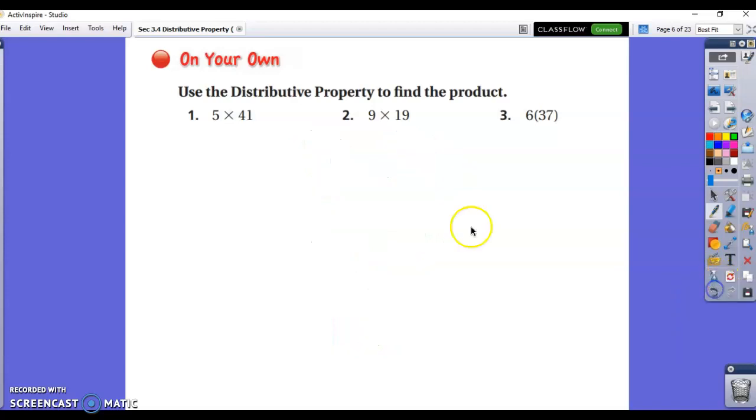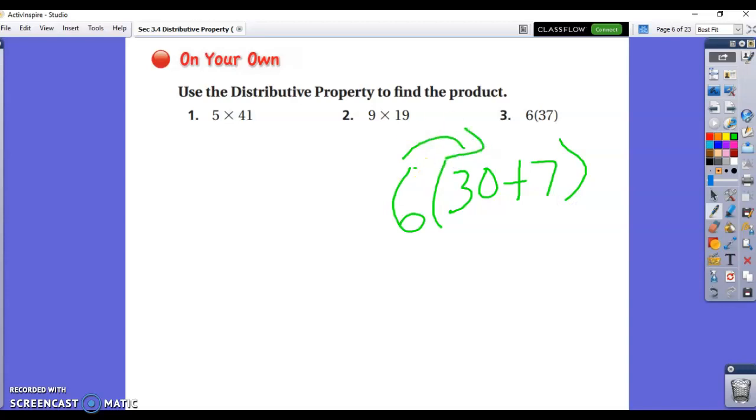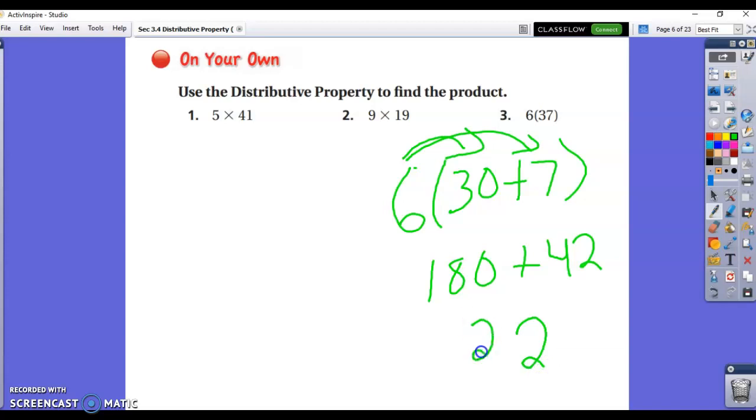For number 3, same exact concept. I'm going to do 6 times the quantity of 30 plus 7, and I'm going to multiply 6 times 30, which is 180, and then 6 times 7, which is 42. Then I'm going to simply add those two together, and we should get 222.